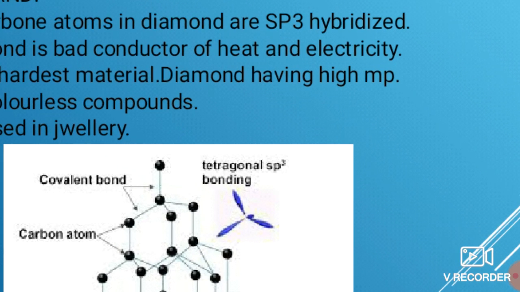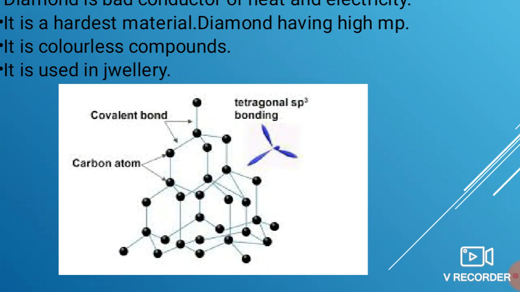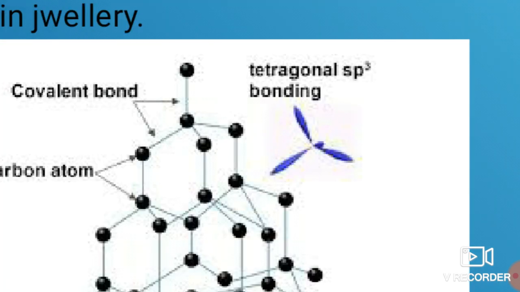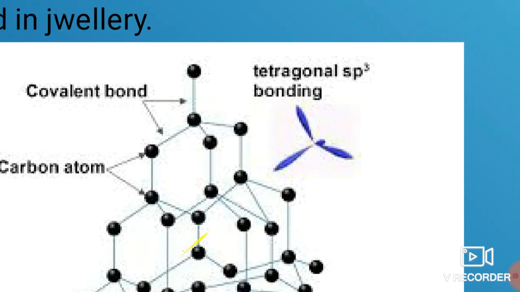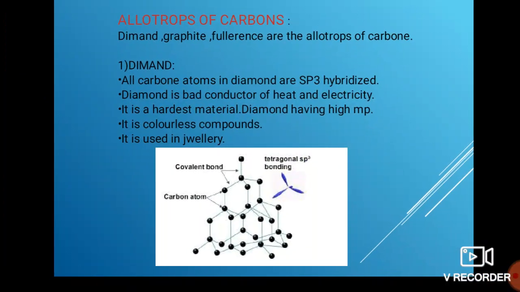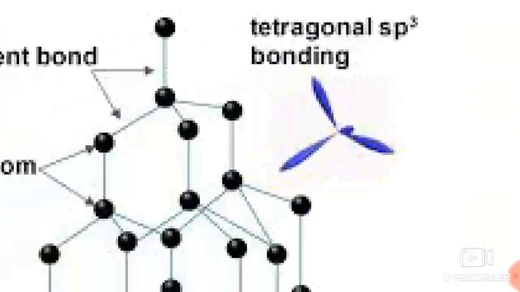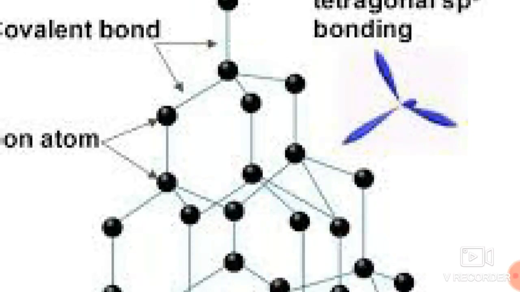Diamond, in its structure, is tetrahedral and has sp3 hybridization, and all bonding is covalent bonding. This is the structure of diamond. It is a very hard material and has a high melting point. It is a colorless compound and is used in the form of jewelry.